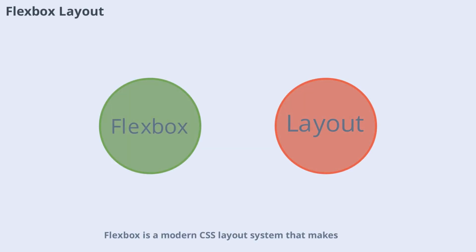Flexbox is a modern CSS layout system that makes it easy to arrange elements in rows or columns. With Flexbox, you can create flexible, responsive layouts without complex code. It's perfect for building navigation bars, galleries, and more, adapting smoothly to different screen sizes.